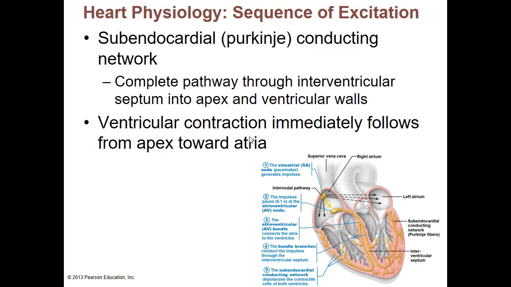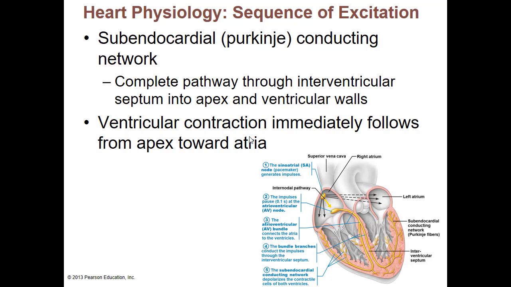And then you have what are known as the Purkinje fibers, or your subendocardial conducting network. Purkinje, a fun word to say. It's those Purkinje fibers that branch, and these are the fibers that are going to go up the sides of the walls of the ventricle. And they're what's going to cause the ventricle to contract.